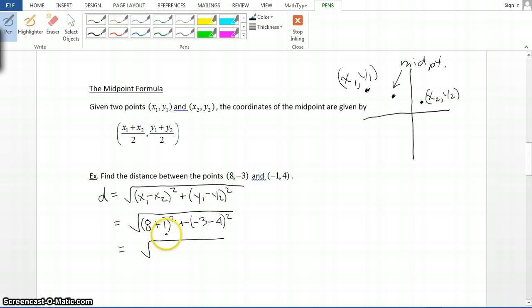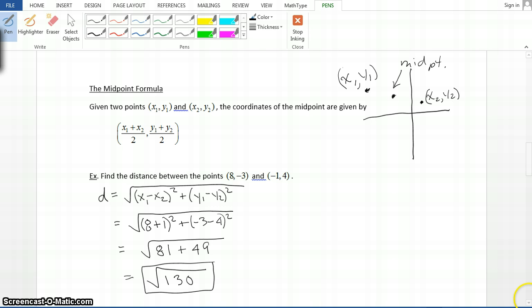Okay, 8 plus 1 is 9. If I square it, I get 81. Plus a negative 7 squared is 49. If I add those together, 130. Okay. So leave your answer like that. I don't think my math lab wants a decimal approximation. I think they want an exact answer like this. But if this were to simplify, make sure you simplify it. That 130, I don't think has a factor that is a perfect square.